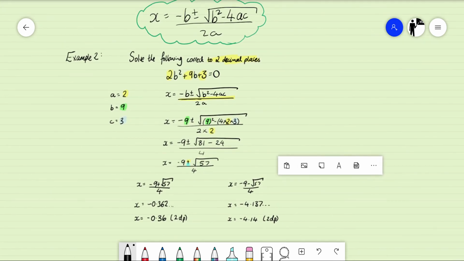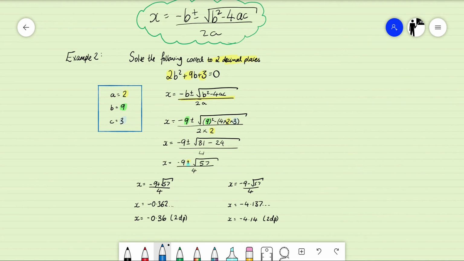Okay, that's your general method and procedure for how to work out the quadratic formula. There'll be further examples where we include values that might involve negative numbers, but today we're just going to focus on using positive numbers.